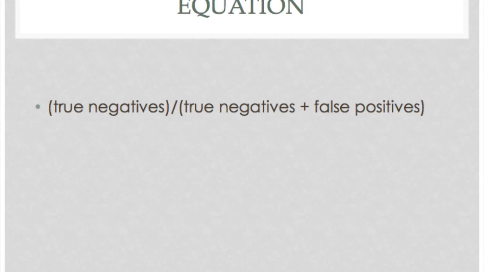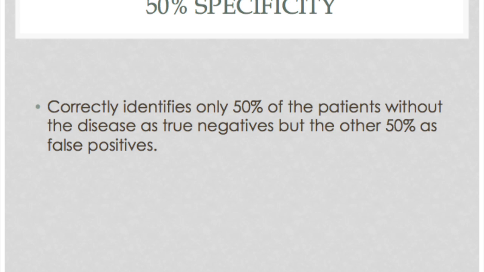The equation for specificity is the true negatives divided by the true negatives plus the false positives. A test with 50% specificity correctly identifies only 50% of the patients without the disease as true negatives, but the other 50% as false positives. A test with this low specificity would be a poor choice when ruling in disease.